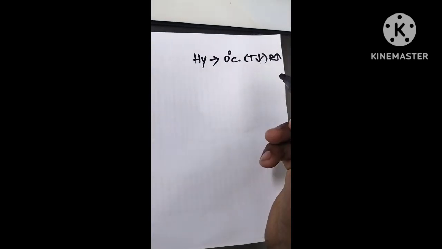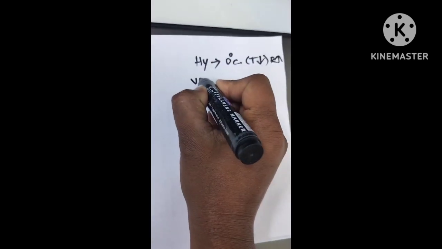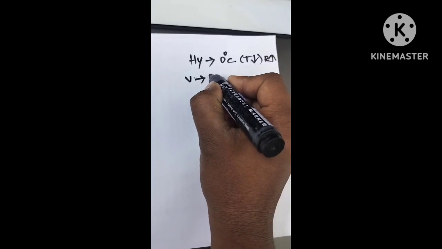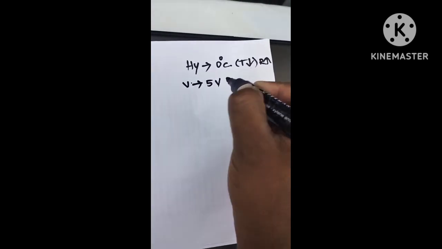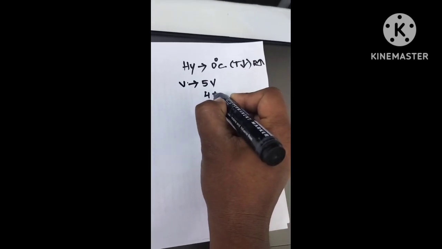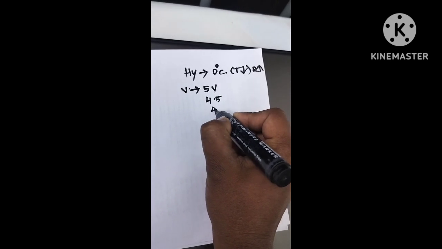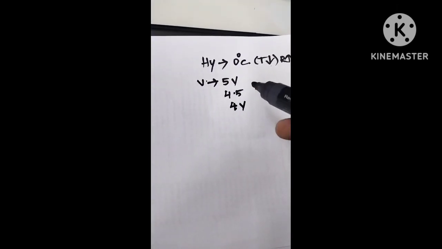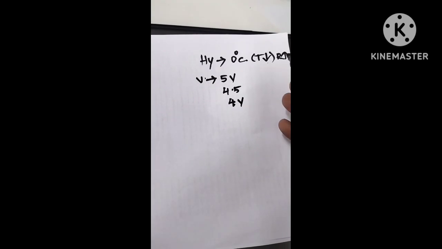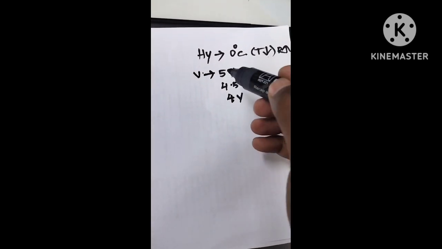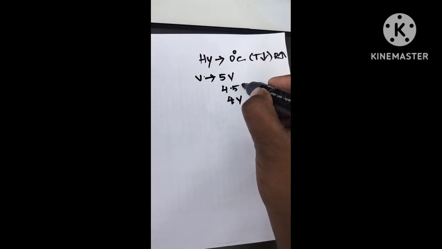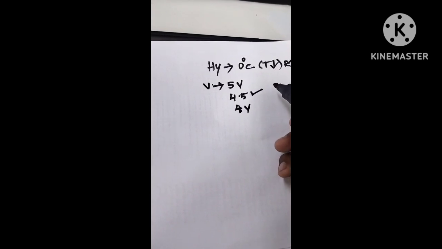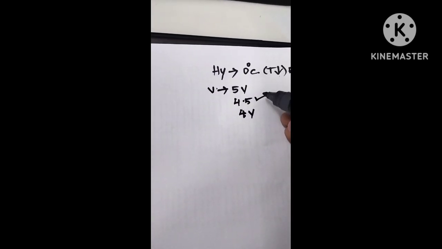So if the resistance is high, I already told you this voltage will be about 5 volt, or 4.5 volt, 4 volt, something like that. So I like to verify. When I go and check this with the multimeter, I found 4.5 volt. This is saying that the temperature is low.